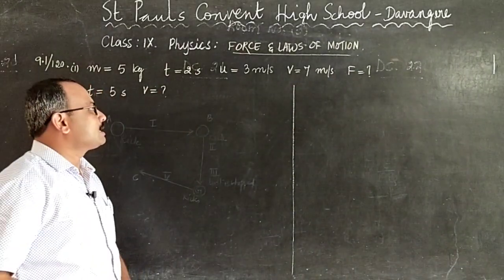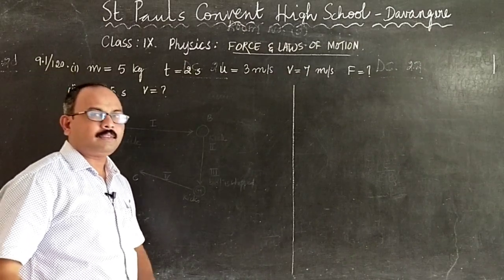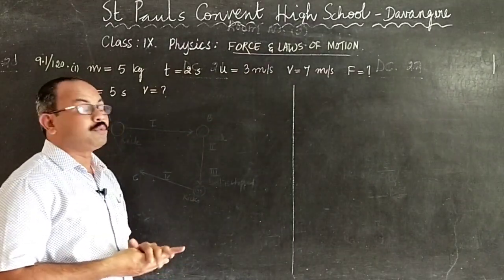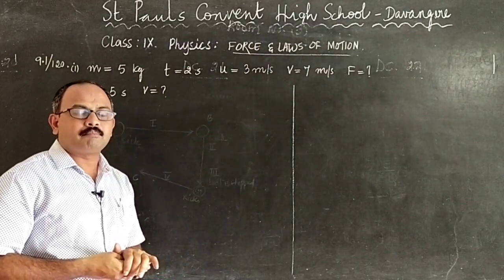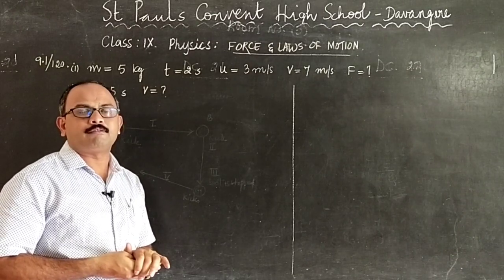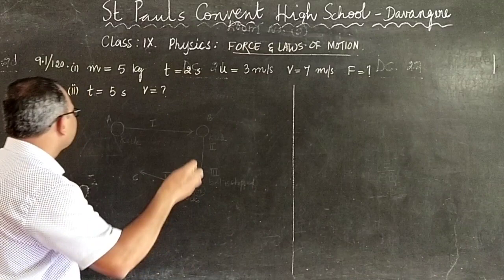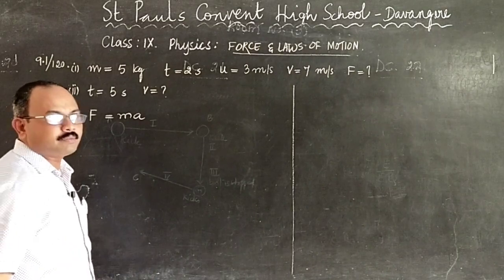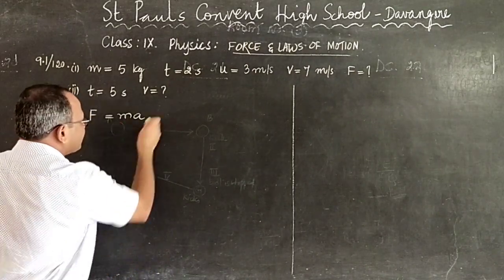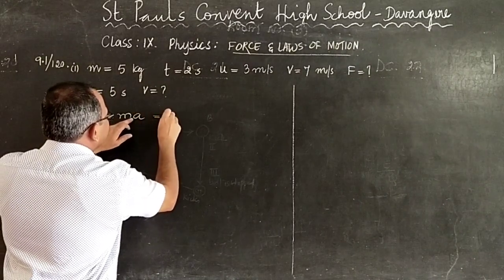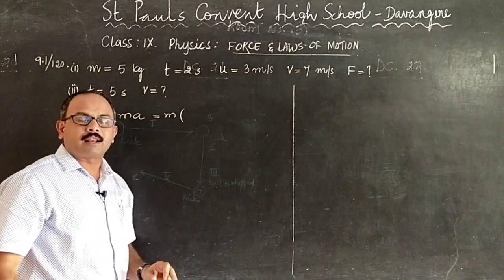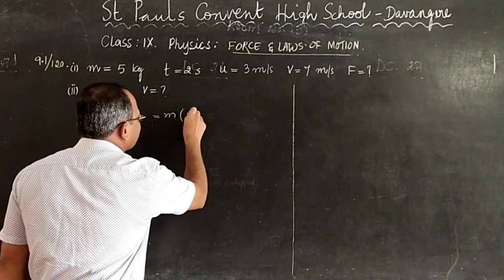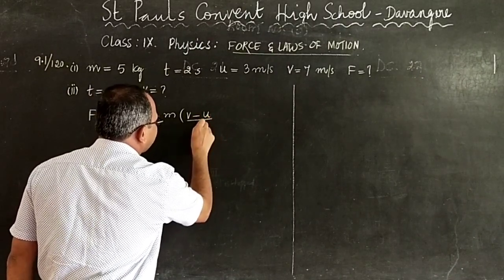See, children, it is an easy sum. Mass, time, initial velocity, final velocity, force to be calculated. This is based on Newton's second law of motion. We know that F is equal to mass into acceleration. You will write down one below the other, children. I write here, mass is given, children. Acceleration, the rate of change of velocity, v minus u by t. v minus u divided by t.